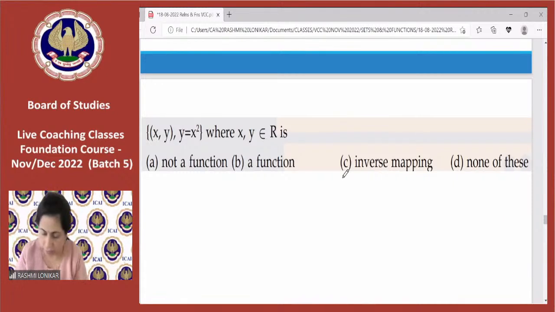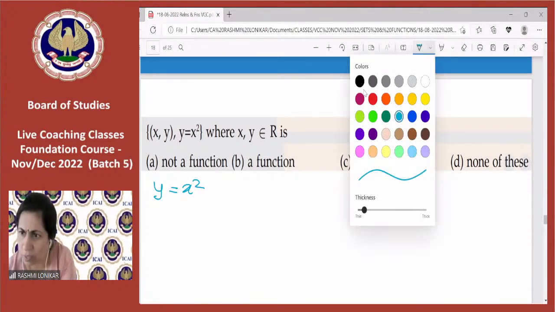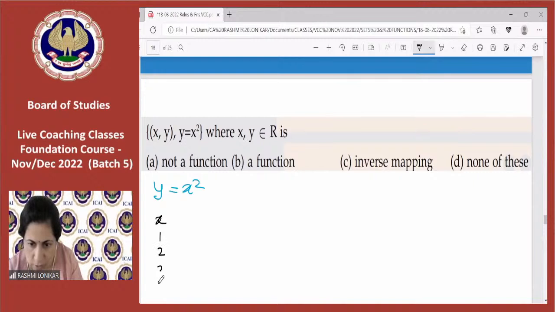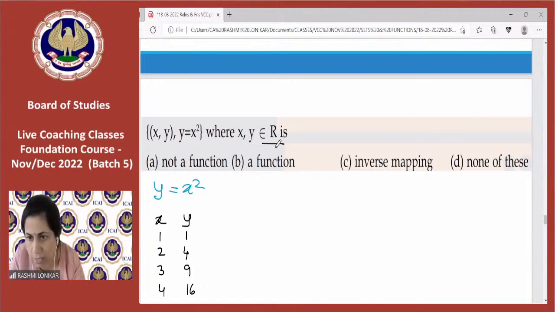Okay, let us see. Now let me put the values of x. Y is equal to x square. You don't have to worry, you just have to put in the values and see. Let me put x as 1, 2, 3, 4. What will be the value of y? Y is x square, so 1 square is 1, 2 square is 4, 3 square is 9, 4 square is 16. Isn't it? So, is it a function or not? What is important is that x and y belong to the set R.